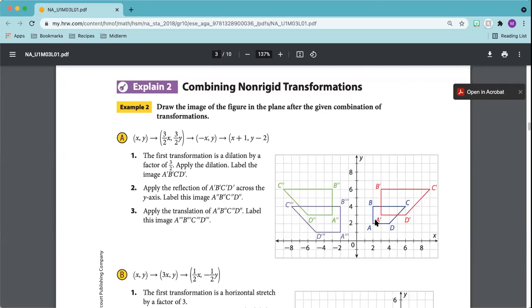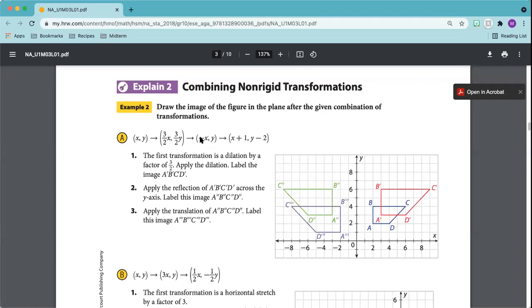So I have here my original, which is the blue. Then I am going to transform it by a dilation by a factor of 3/2. Remember, 3/2 is really 1 1/2, right? It's an improper fraction. If I change it into a mixed number, it's 1 1/2. So that's why my first image, A prime, B prime, C prime, D prime, is larger than my original, okay?